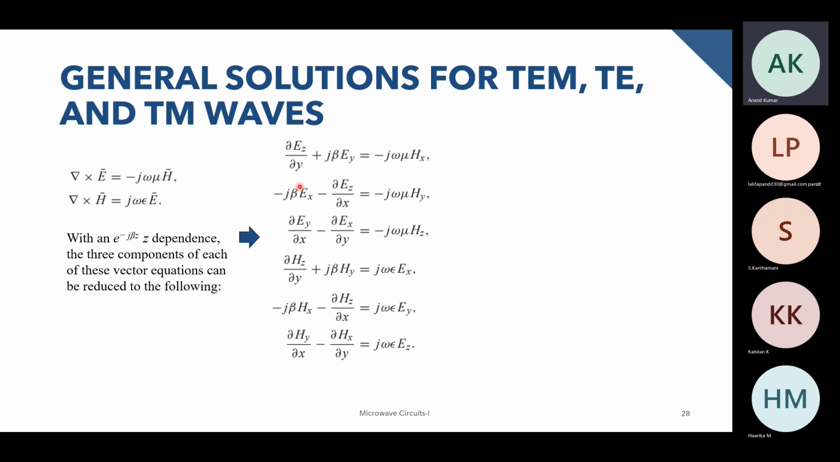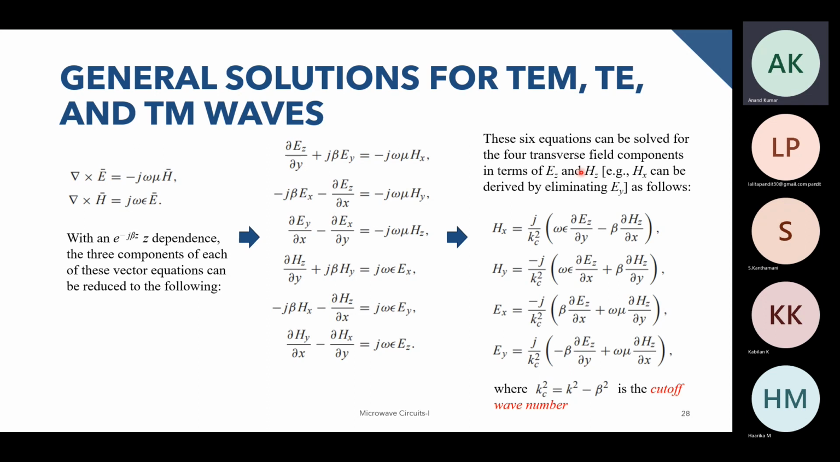Otherwise, this is not very complex. Just make sure that you're performing the curl operation properly. And now what you can do is the six equations can be solved for four transverse component fields, in terms of Ez and Hz.